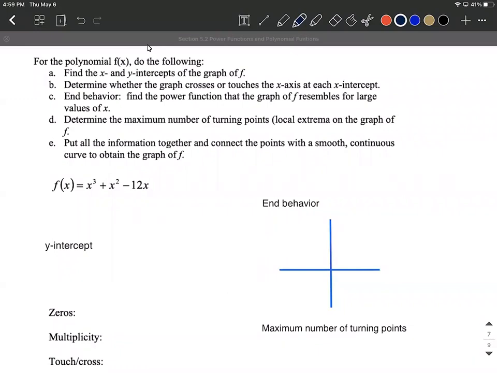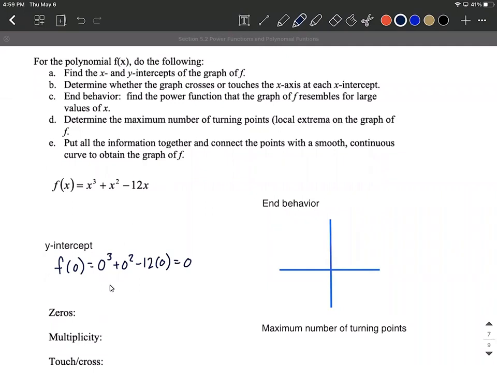So to get going on this, we're given the function f of x equals x cubed plus x squared minus 12x. The easiest thing to find on here is probably going to be the y-intercept. To get the y-intercept, we're going to plug in 0 for our x value. So 0 cubed plus 0 squared minus 12 times 0 works out to be 0. So we get a y-intercept of 0.